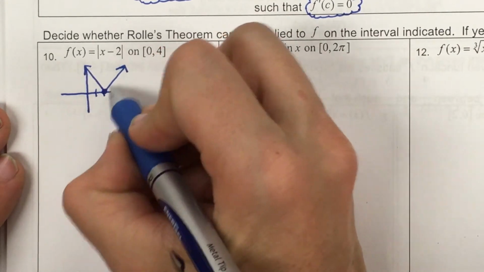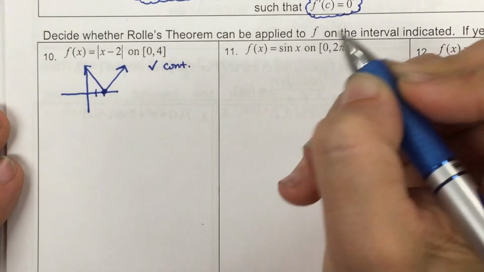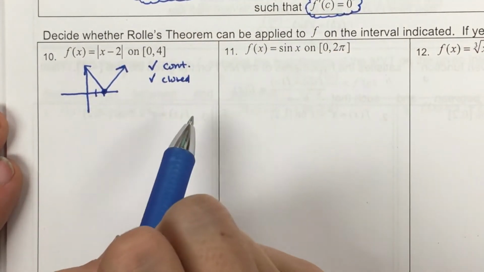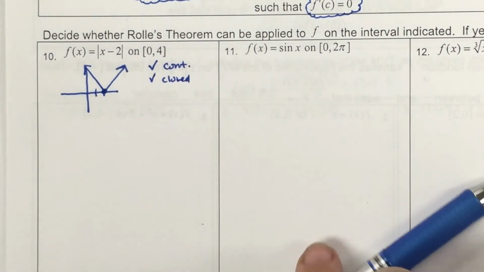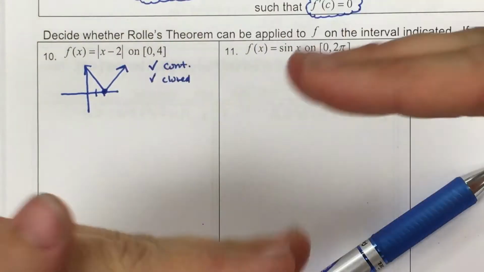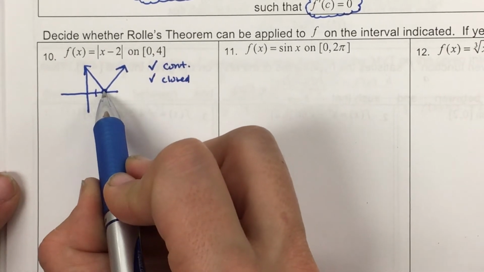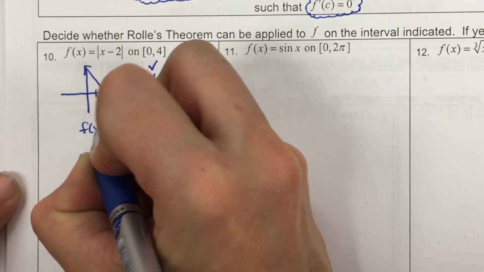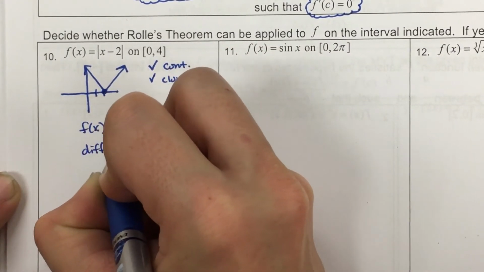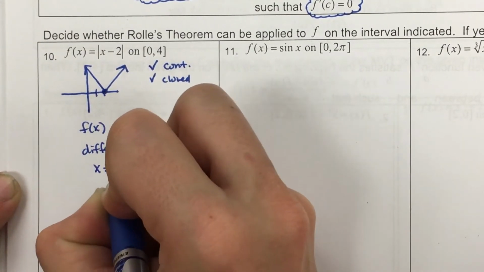So is this function continuous? Yeah, there's no holes or gaps in it, so it's continuous. We're on a closed interval. Is it differentiable? So remember, a function is not differentiable at a corner, cusp, vertical tangent, or discontinuity. So right here, we've got a corner. So I'm going to say f of x is not differentiable at x equals 2.